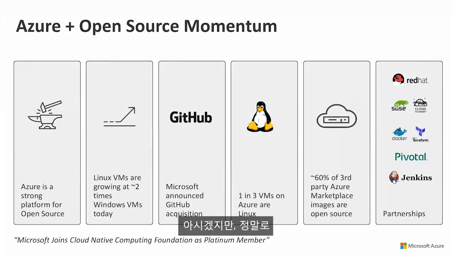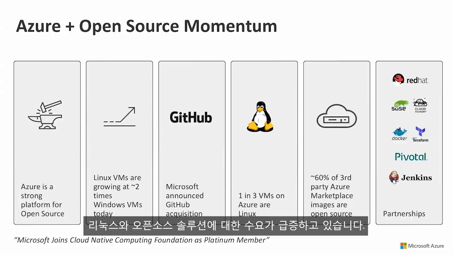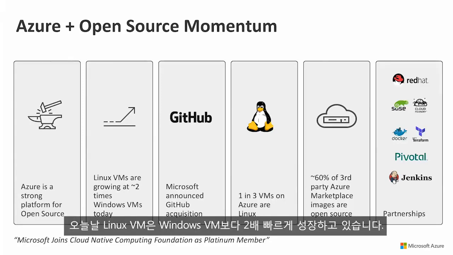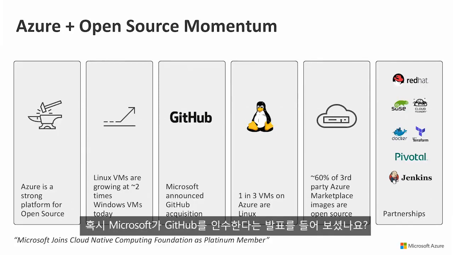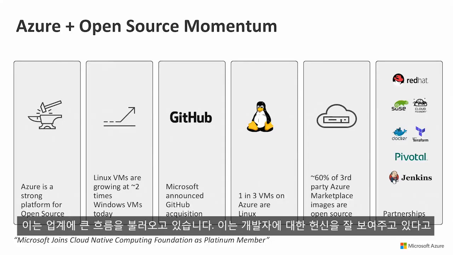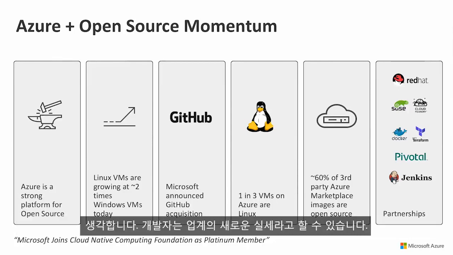Azure is seeing just a ton of increasing demand around Linux and open source solutions. Linux VMs are growing at 2 times the rate of Windows VMs today. And that just goes to show Azure's strength in appealing to that crowd of folks who are interested in Linux and open source. If you haven't heard, Microsoft announced the acquisition of GitHub, which has made some pretty big waves in the industry. And I think it just shows a commitment to developers, developers as the new power brokers in the industry.